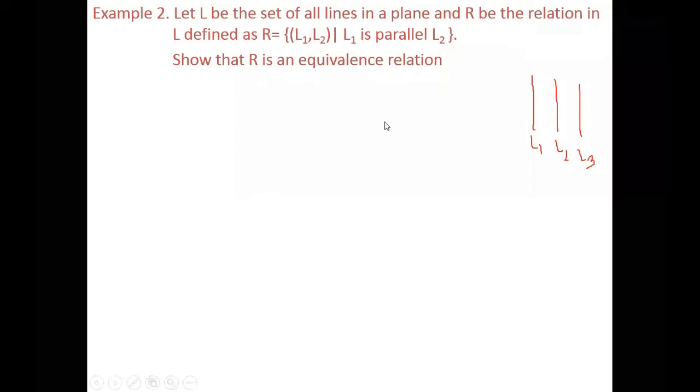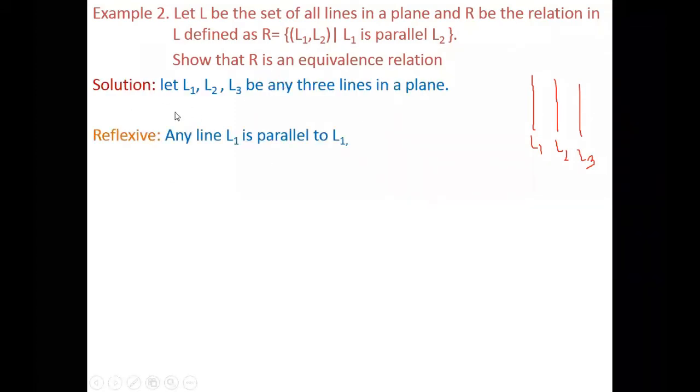Now we have to show that R is an equivalence relation. So I am considering these three lines. Any line L1 is parallel to L1. This line itself is parallel to itself, right? So ultimately we can write (L1, L1) belongs to R.